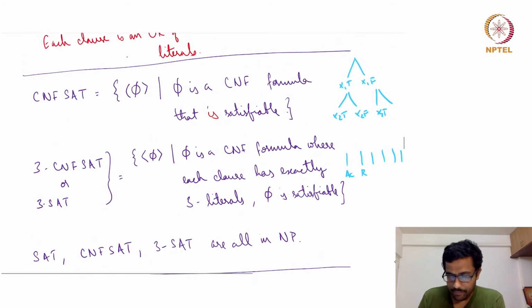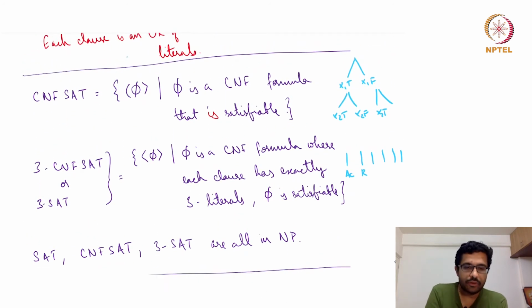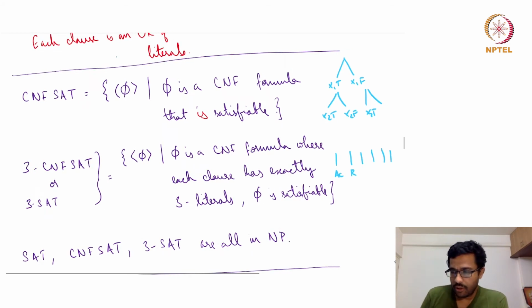And interestingly, perhaps not so difficult for you to see at this point, all the 3 languages, SAT, the set of all satisfiable Boolean formulas, CNF SAT, the set of CNF formulas that are satisfiable, and 3SAT, which is the set of 3 CNF formulas that are satisfiable, are all in NP. It's not so hard to see.